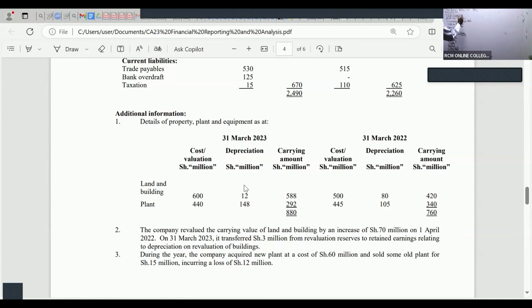So depreciation for land is 12, the current year. And then we have here 148 for plant. So is there somebody who can give me this total? Anybody who can give me this total pretty first?